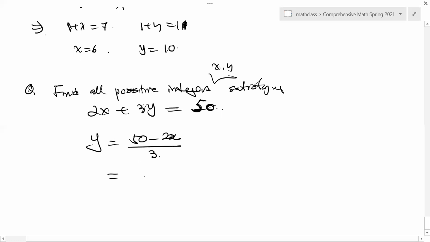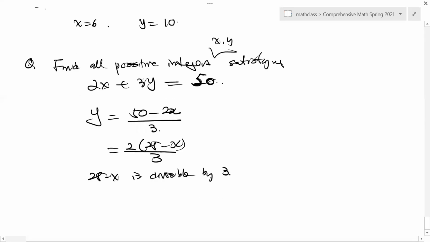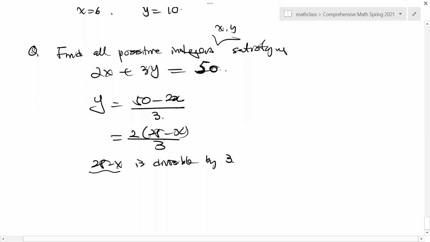So we are running out of time. You just want to see when it's divisible by 3. You take 2 out, so it's 25 minus x divided by 3. So all you have to do is make sure 25 minus x is divisible by 3. Anyway, this is a number not bigger than 25, right? So it's going to be divisible by 3.